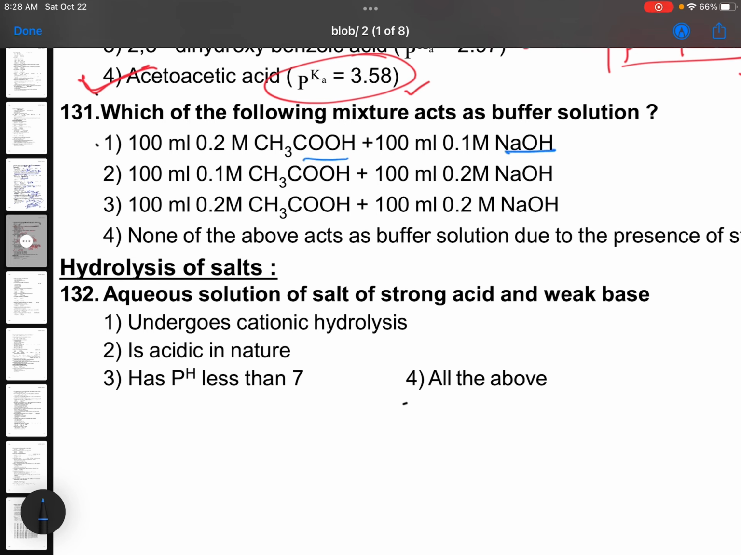CH3COOH and NaOH, this is a strong base. So the weak acid should be greater in quantity, its concentration should be more. Volumes are the same here, so don't worry about the volumes, just look at the concentration. This is more than this, so this definitely works.